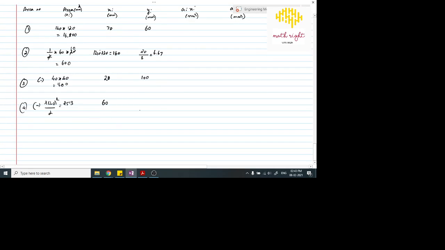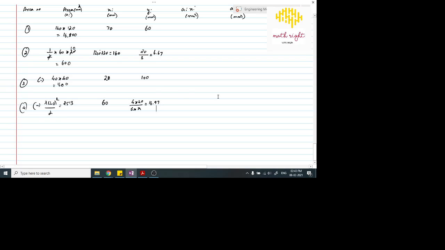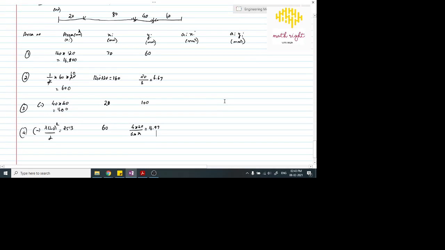That is 4 into r over 3 into pi, we get the value of 16.97. From the origin it is the same height, so there is no need for anything else. Now we can multiply these things, Ai xi for equation 1. Ai is 16,800 into the value 70.